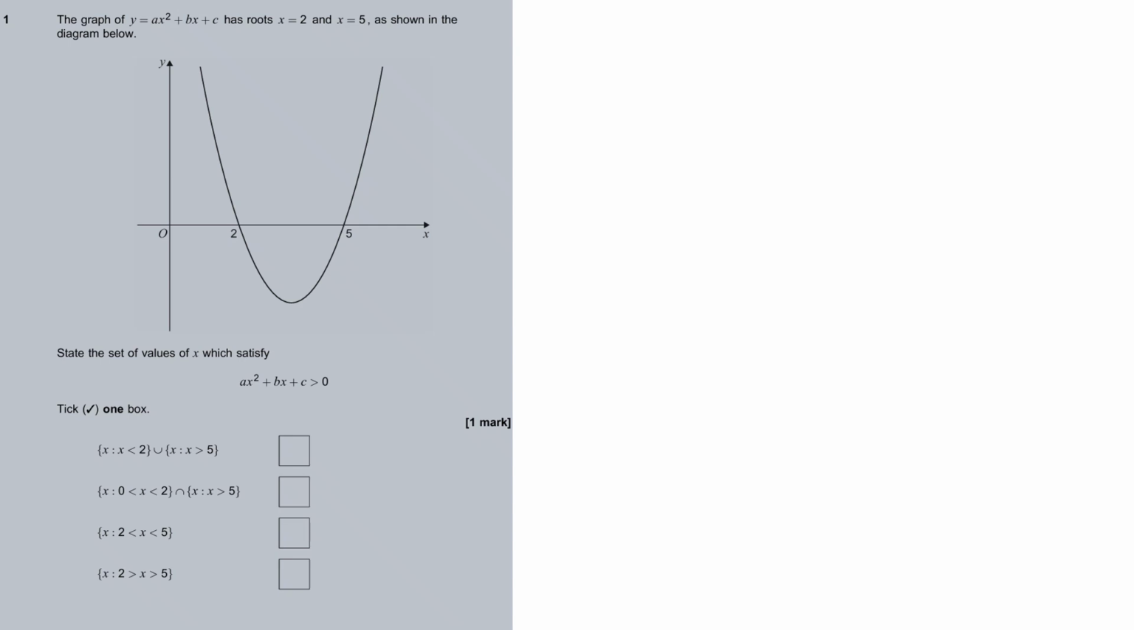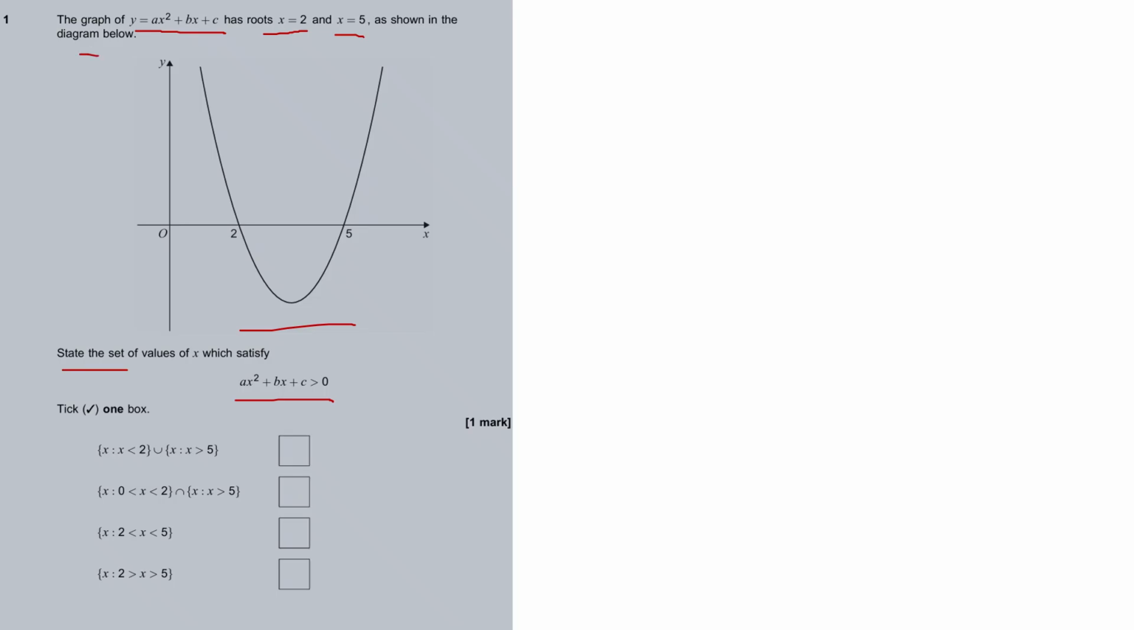Okay, folks, let's look at this A-level maths AQA past paper question, looking at quadratics, specifically a quadratic inequality greater than 0. Question number 1 says the graph of y equals ax squared plus bx plus c has roots x equals 2 and x equals 5, as shown in the diagram below. So we've got x equals 2 and x equals 5.